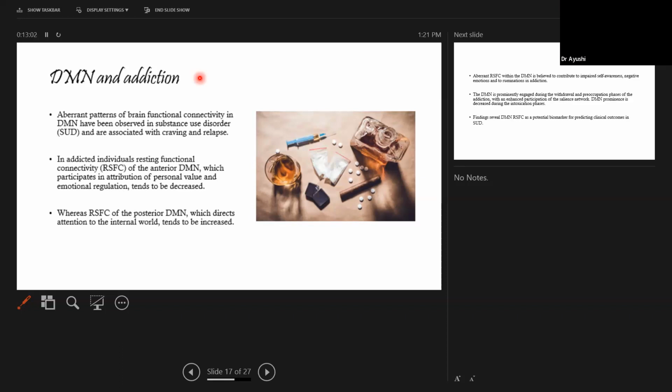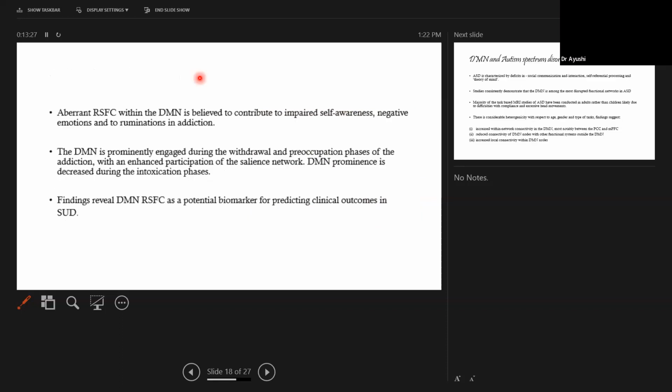DMN is increased. The anterior cingulate cortex, which basically comprises the anterior default mode network, has roles in affect regulation, the emotional regulation. So this activity tends to be decreased and the patient is more leaning towards substance addiction and intoxication. And the posterior DMN, which directs the patient to their internal world, increases. So the patient is always thinking; there are ruminations in addictions, there are negative emotions.